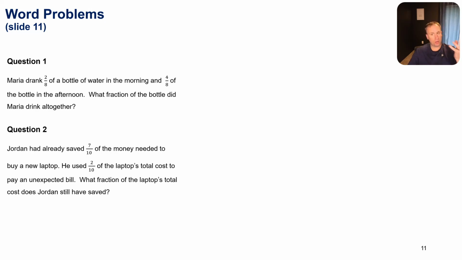So now we're looking at a scenario. We're trying to identify some key words to let us know the type of operation we are doing. So question 1 is, Maria drank 2/8 of a bottle of water in the morning. If I was to draw, I can't really draw, so we'll just draw something like this. So she drank 2/8 of a bottle of water and 4/8 of the bottle in the afternoon.